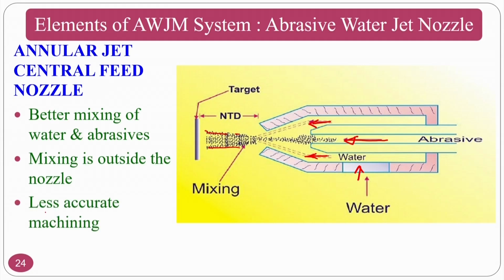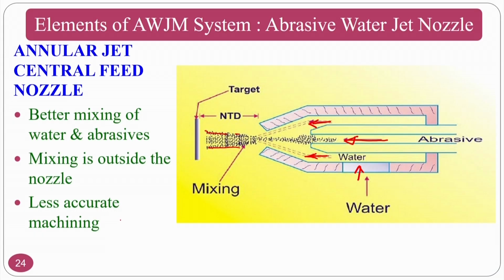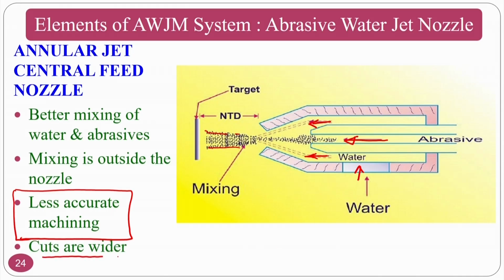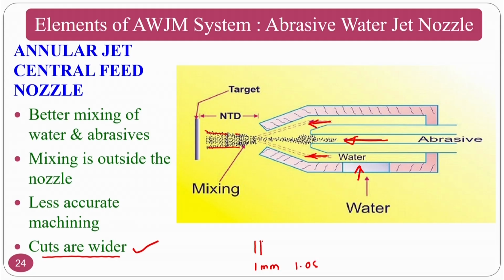At the same time, the basic problem here is less accurate machining. That means that because the water is coming out and abrasives will split the water jet. Assume that a 1 mm diameter water jet is coming, and you are feeding the abrasive particles at the center, what will happen? The jet will try to diverge. Okay. So that is why less accurate machining will be a problem of this particular nozzle. Because of that, the cuts are slightly wider than required. Assume that if I want a micro channel or milli channel, you may get a slightly wider one. Instead of a 1 mm channel you may get 1.05 mm or something. So that is a disadvantage of this particular nozzle.